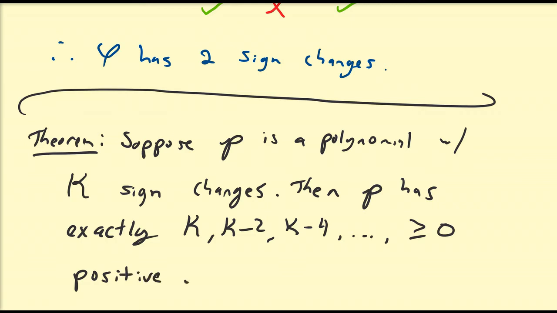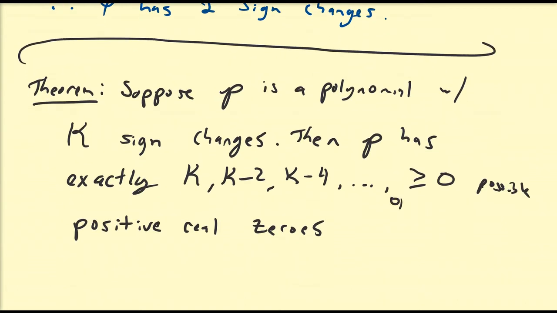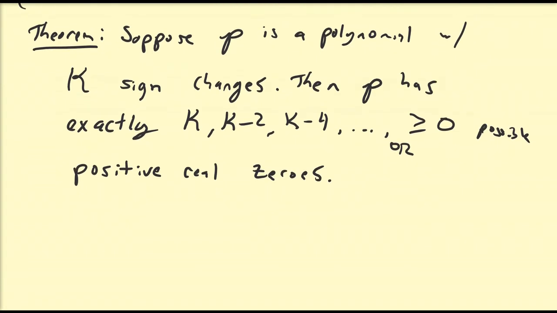positive real zeros. Those are the possible numbers of real zeros, and all of those are exclusive ORs. So that's what Descartes' rule of signs says. And there's also one that talks about the negative real zeros, but we'll illustrate that in the follow-up video to this.